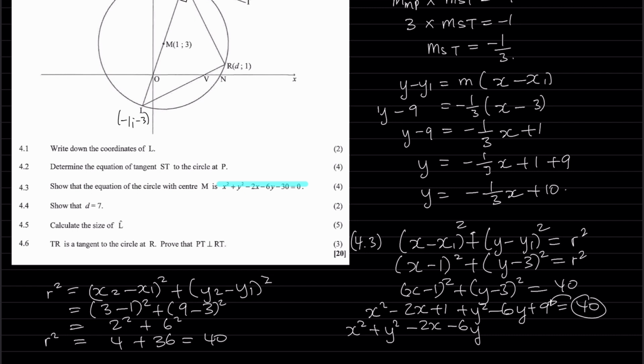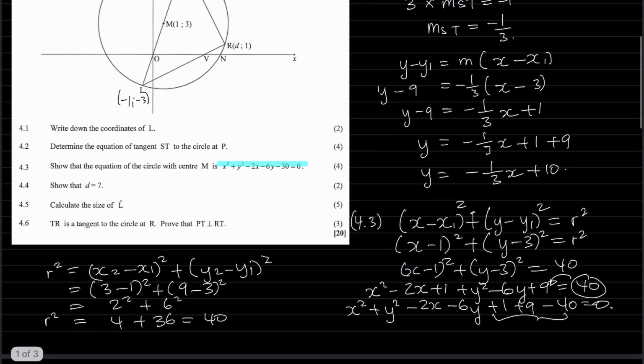So minus 6y plus 1 plus 9 minus 40 is equal to 0. And we just need to simplify this, and we're done. So x squared plus y squared minus 2x minus 6y. 1 plus 9 is 10. 10 minus 40 is negative 30, is equal to 0. And we're done. Question 4.4, show that D is equal to 7.